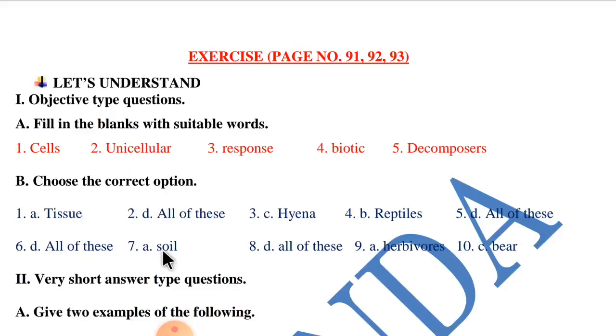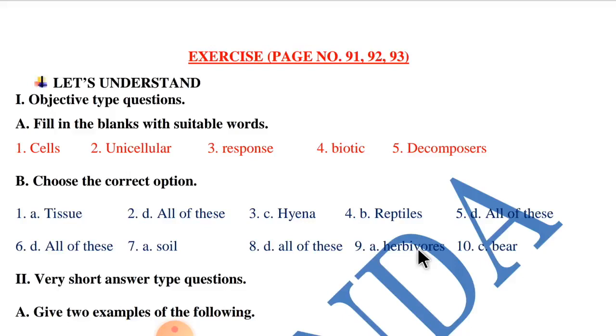Then the next is, which of these form the abiotic components of the environment? Correct answer is A, soil. Next, which of these do plants need to prepare their food? Light, water, carbon dioxide. All three things are required to prepare food. So the answer is D, all of these.